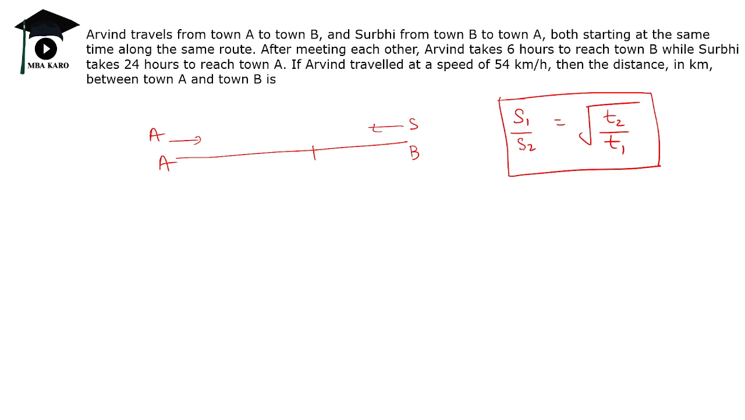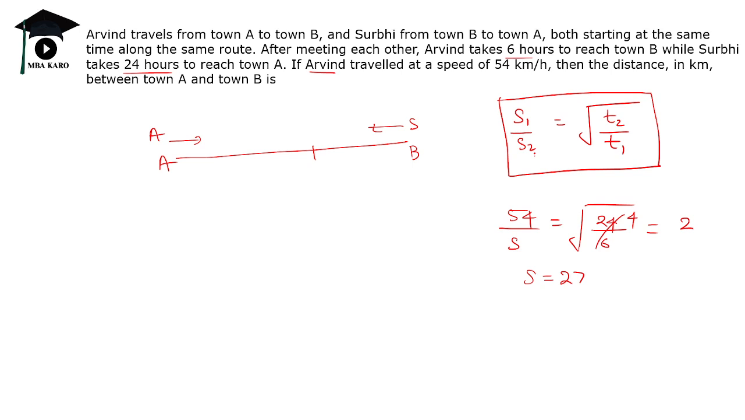Okay. Now S1 upon S2. So we are given the speed of Arvind. So Arvind's speed upon Surbhi's speed is equal to under root of the reverse times. Like if it is Surbhi here, we will find the time for Surbhi. So Arvind takes 6 hours, Surbhi takes 24 hours. So root of 24 by 6. Okay, Arvind's speed is 54 and Surbhi's speed is, let us say, S. So this is 24 by 6, 4 times. So root 4 is 2. So that means Surbhi's speed is 27.